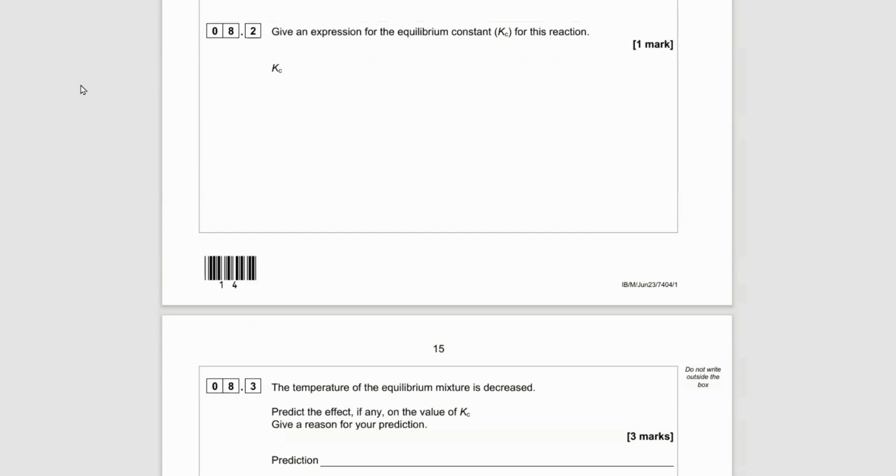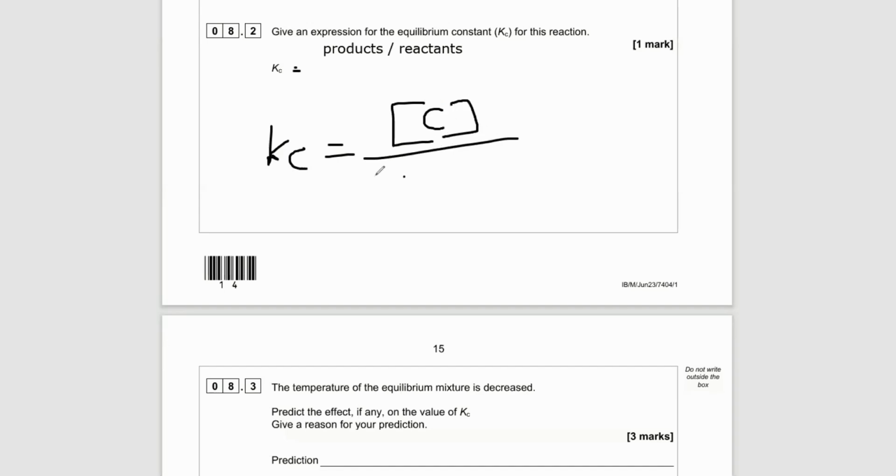Now, moving on, 8.2, give an expression for the equilibrium constant for this reaction. So this basically just wants you to give an algebraic expression. Don't go writing any numbers in when it asks for an expression. We don't need to do that. So we just want to do products divided by reactants, looking at the equation that we had above. And so what we should have is Kc is going to be equal to [C], which was our product, over [A] times [B], our reactants.